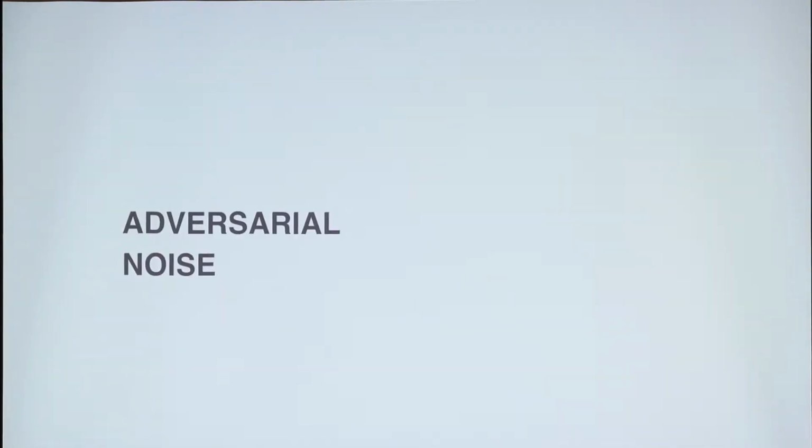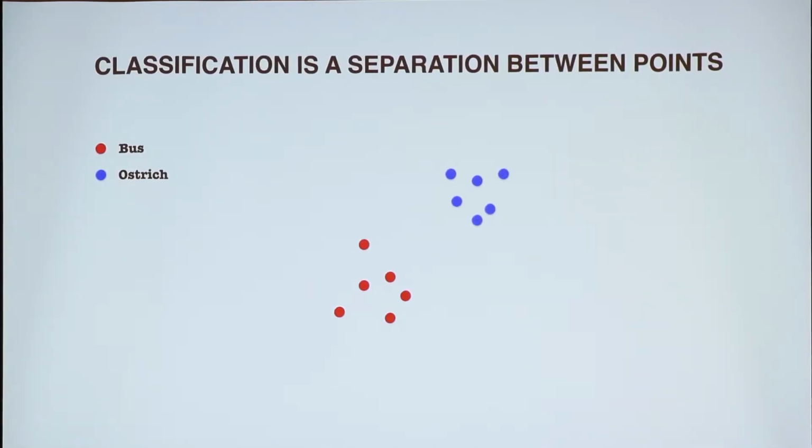Okay, so to begin with, what is adversarial noise? Before we go into adversarial noise, let's agree on what classification is. We think about classification as a separation between data points. We have data points of a bus, which we map into some feature space, and data points of an ostrich, which we map into the feature space. A classic way of doing classification is to draw a line between these points in the feature space. Anything below that line, we say is a bus, and anything above that line, we say is an ostrich.